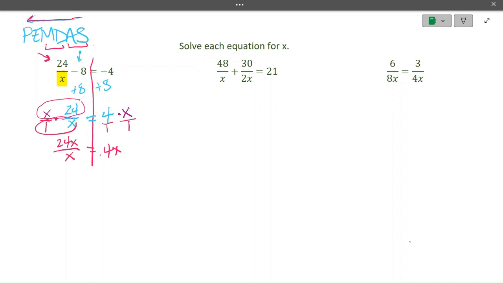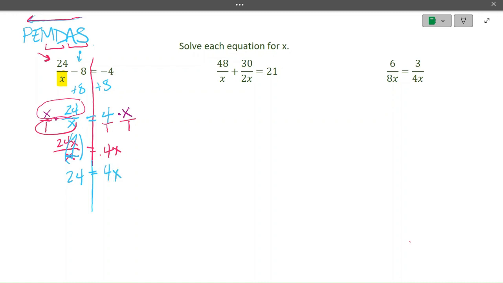What I can now see on my left side is the reason this moves x to the other side is because x divided by x is 1. So we end up with 24 times 1, which is 24, equals 4x.